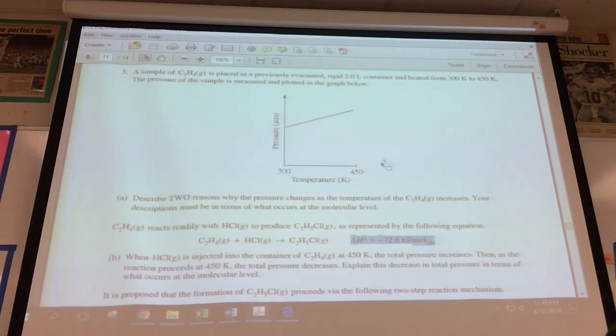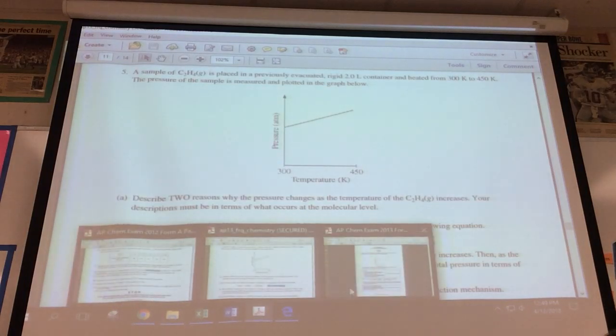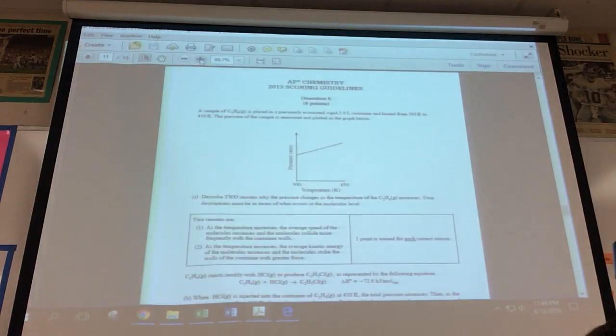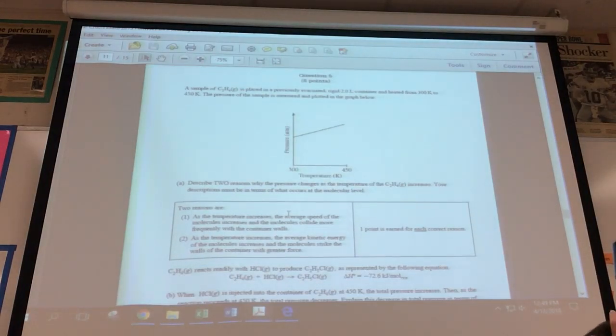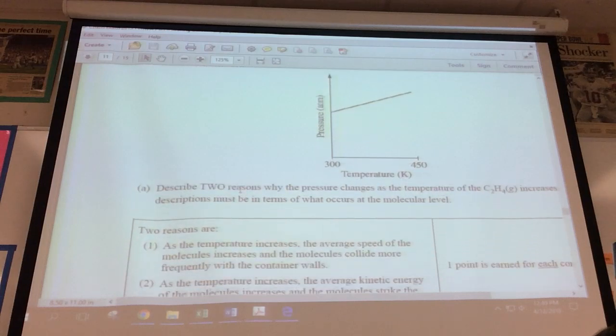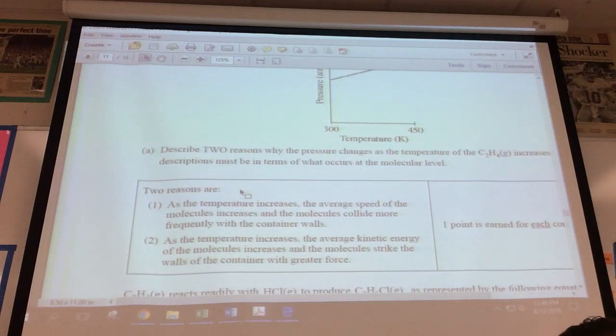And we can actually go right off the scoring guidelines here, and we can explain it in more detail if necessary. So what you're looking for in A, provide 2 reasons why the pressure changes as the temperature increases. Your descriptions must be in terms of what occurs at the molecular level. You know as you increase temperature, the particles are going to move at a faster rate, and that will lead to more collisions. In addition, as the temperature increases, we know average kinetic energy increases, and so you will strike the walls of the container with greater force. And we've talked about that previously.